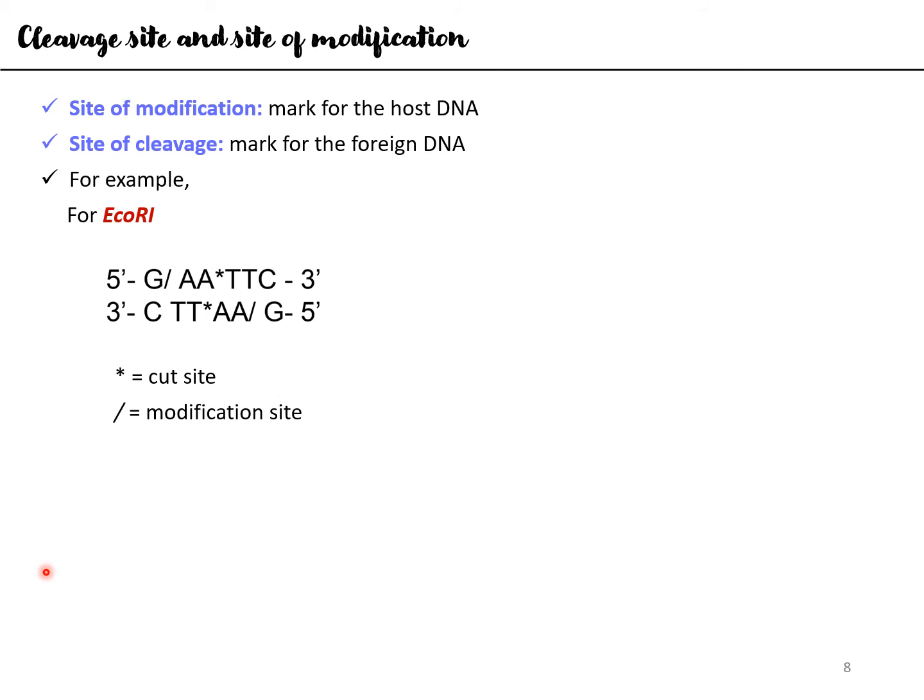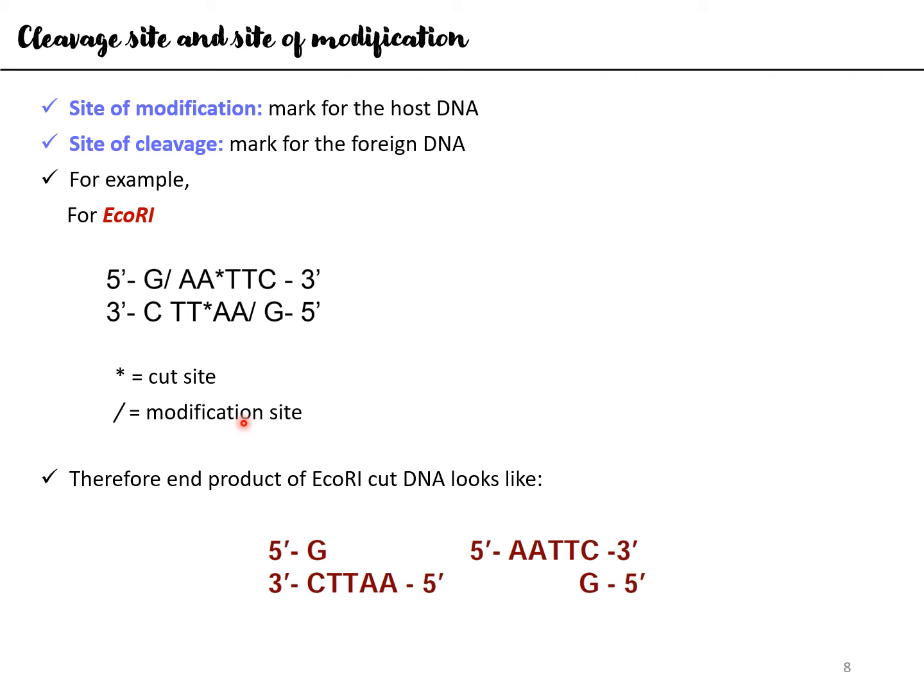I think there has been a mix-up. It's supposed to be the other way around. So the end product of EcoR1 cut DNA looks something like this. The slash mark indicates the cut site and the asterisk indicates the modification site. Please ignore this mistake. I'm sorry.